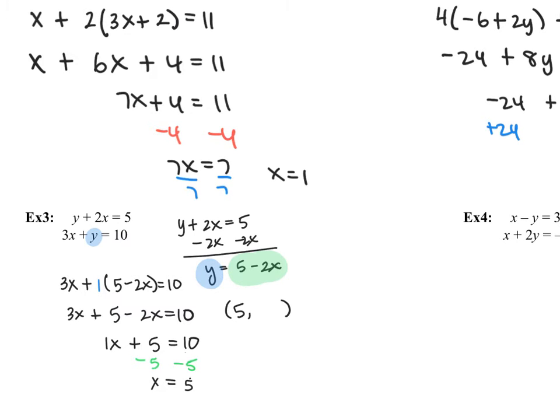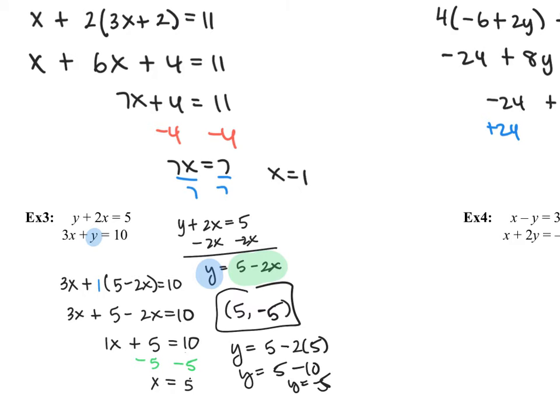Now to find the missing y-coordinate, I could go back to the original system, but what I'm going to do is go to where y was isolated. And so this says that in order to find y, I should do 5 minus 2 times whatever x was. And I now know that x was 5. So to find y, I'm going to do y equals 5 minus 2 times 5, which would be 5 minus 10, which means that y would equal negative 5. And so that means my point of intersection, my solution, is (5, -5).